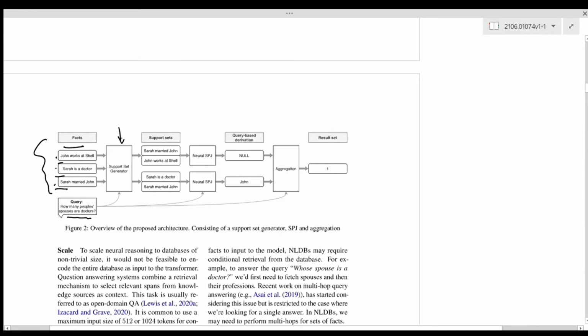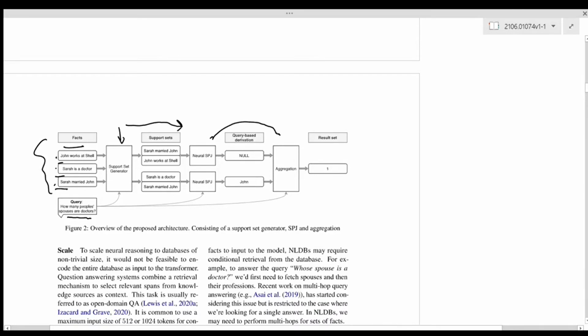There will be a support set generator. The support set contains the minimum subset of sentences from the database needed to generate one single operand to go to the next step, which is the neural SPJ. This neural SPJ, which means the select project join operator, outputs an intermediate representation of the answer that can be generated from the support set.